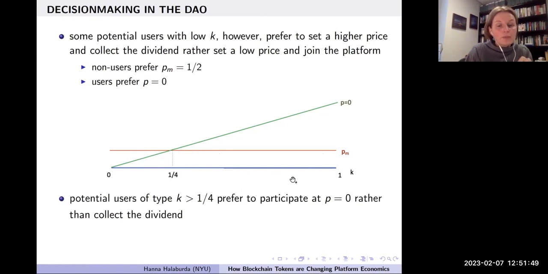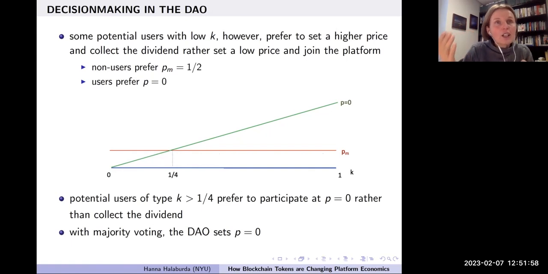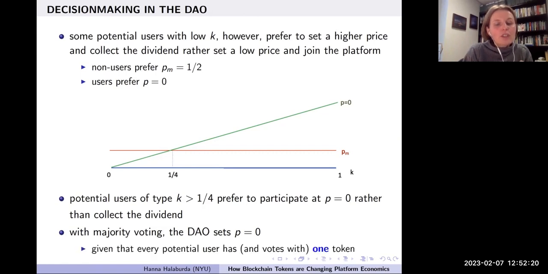So if we have majority voting, the DAO in majority voting will set the price to 0, which is the socially efficient price. This is exactly what we would expect the DAO to do, and this is where we are putting our hopes in those decentralized organizations, as long as everything works well and everybody is informed and everybody votes. Now, the crucial aspect of this outcome is that every potential user has and votes with 1 token.